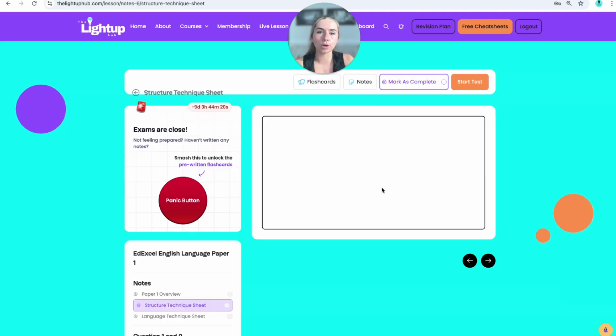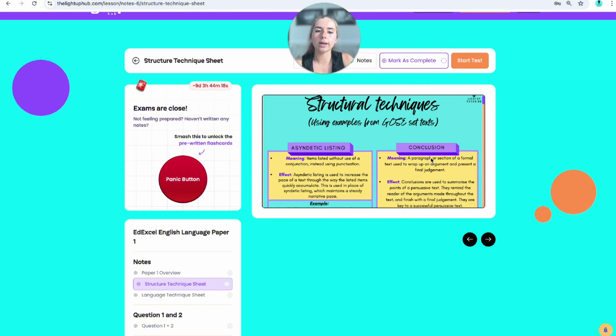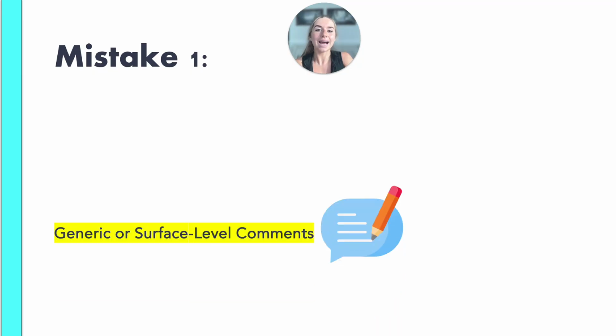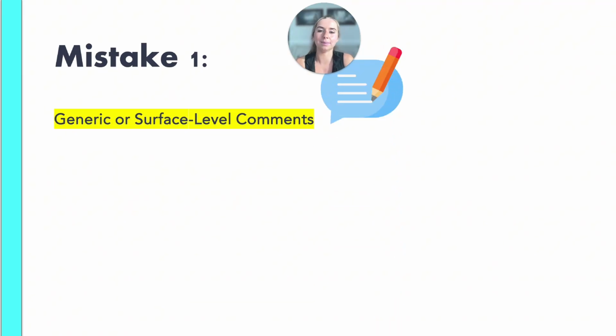I'm just going to show you, for example, on a structure technique sheet we've got here, that with asyndetic listing, which is a structural technique, we know the effect of it is to increase the pace of a text through the way that listed items quickly accumulate. Because I've already pre-learned that, if I spot asyndetic listing in the exam, I would already know the effect, and then I would just link that effect to whatever the meaning of the text is. And it's a really easy way, if you struggle with English language, because you can't pre-learn things in the same way you can for lit. Having pre-learned structures, sentence starters and effects is the way you revise for English language.